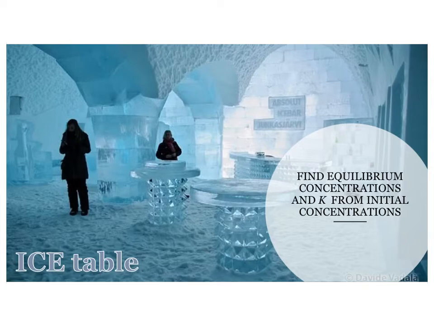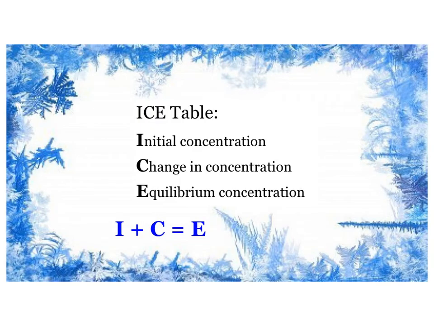Does this mean a road trip to IKEA for a new piece of furniture? Actually, an ICE table is an acronym for the arrangement of data. Specifically, the initial concentrations plus the change in concentrations equal the equilibrium concentrations. Let's walk through an example so that you see what I mean.